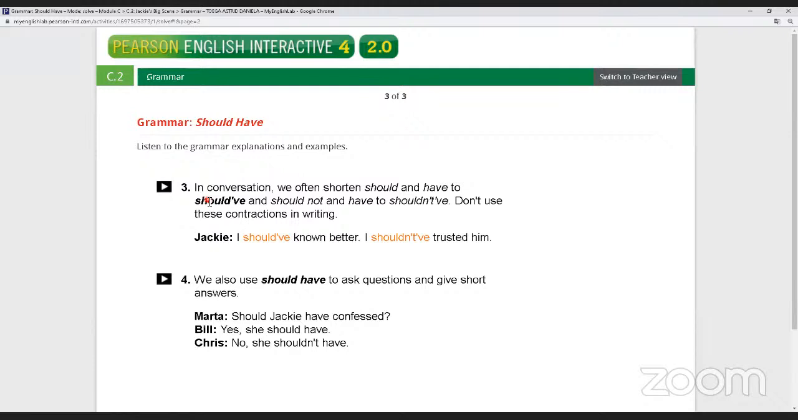When we're going to write a letter, talk to our boss, or make our CV, we don't have to use the contractions, right? Only in spoken English, in informal spoken English. So we often shorten should and have into "should've", and we make the contraction for should not and have into "shouldn't've", right?